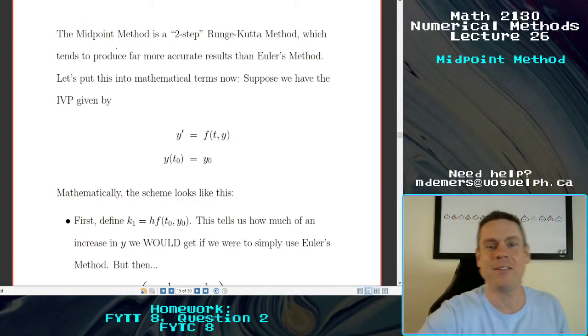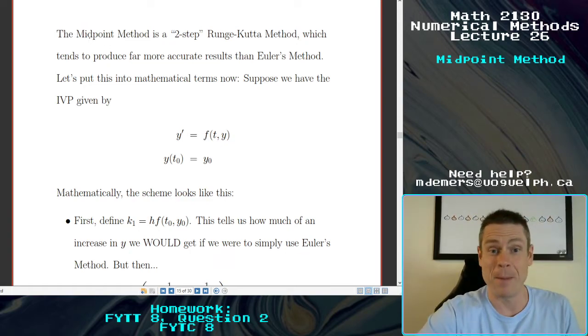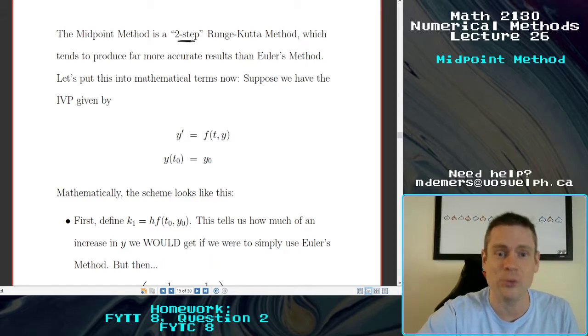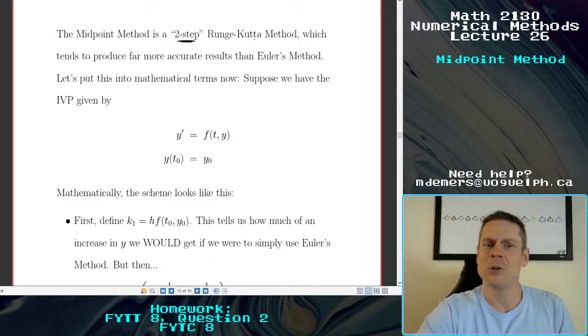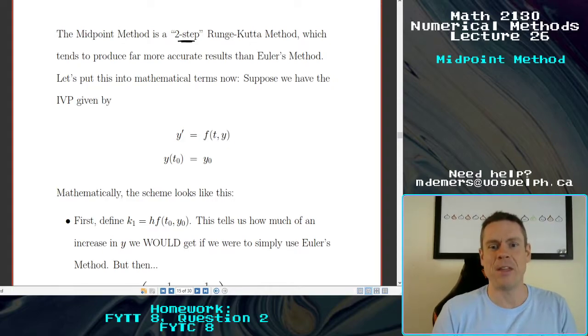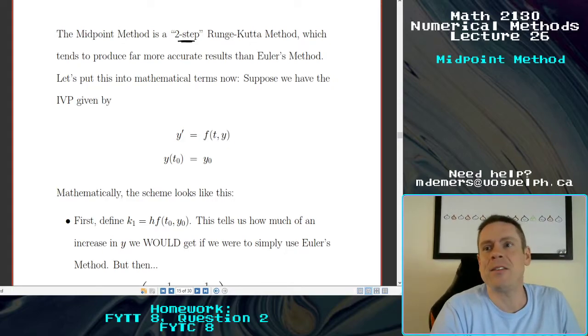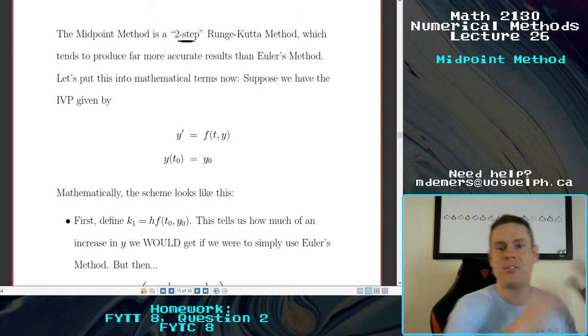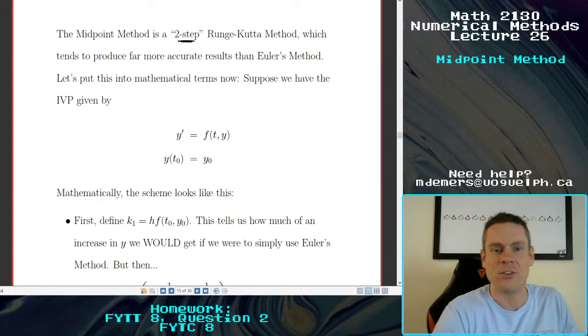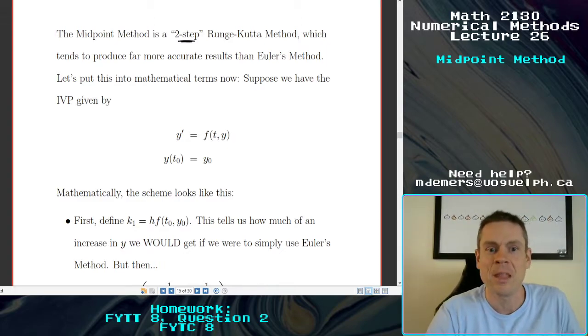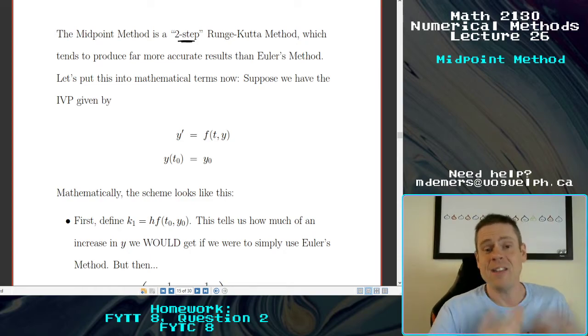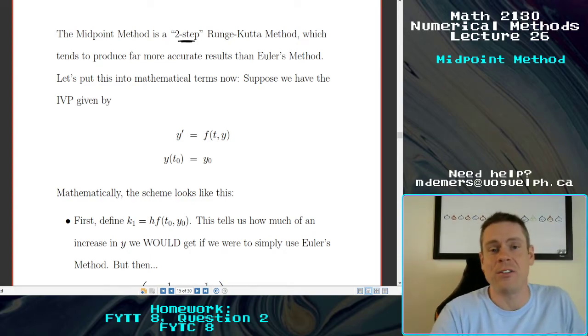Okay, so let's talk about what we just did here. The midpoint method is what this is called, and it is a two-step Runge-Kutta method. A Runge-Kutta method is named after a couple of mathematicians that did some work on this problem. I didn't know how to pronounce this word. I had to look it up a whole bunch, and I've heard people say Runge-Kutta. It seems like Runge-Kutta is what most people pronounce it as, so that's what I'll say right here. And it tends to produce way more accurate results than straightforward Euler's method.